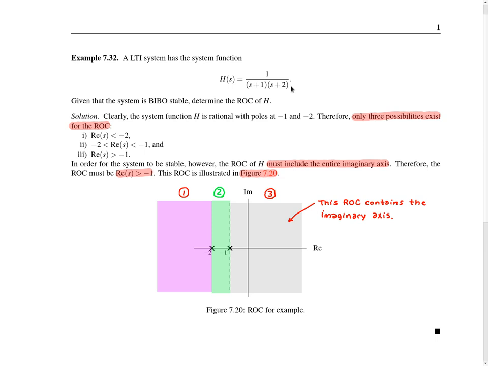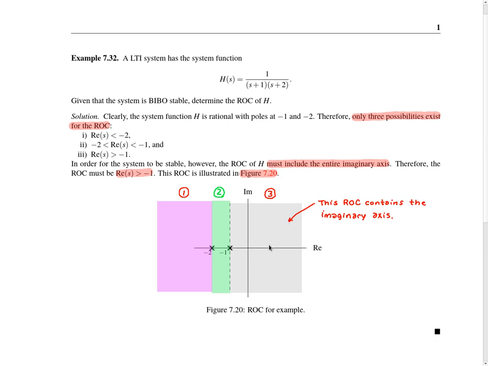Therefore, big H has three possible regions of convergence, namely these three regions of convergence that are listed here. These regions of convergence are shown in the figure. The first region of convergence corresponds to this purplish shaded region, which is a left half plane. The second region of convergence corresponds to this green vertical strip, and the third region of convergence corresponds to this gray shaded right half plane.